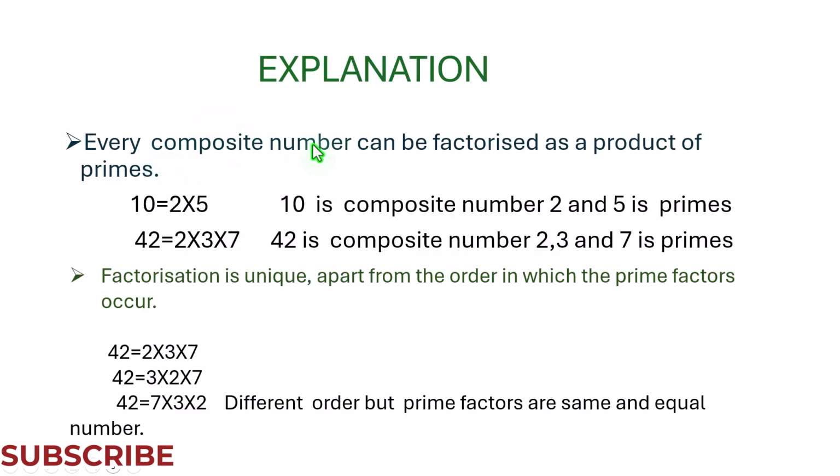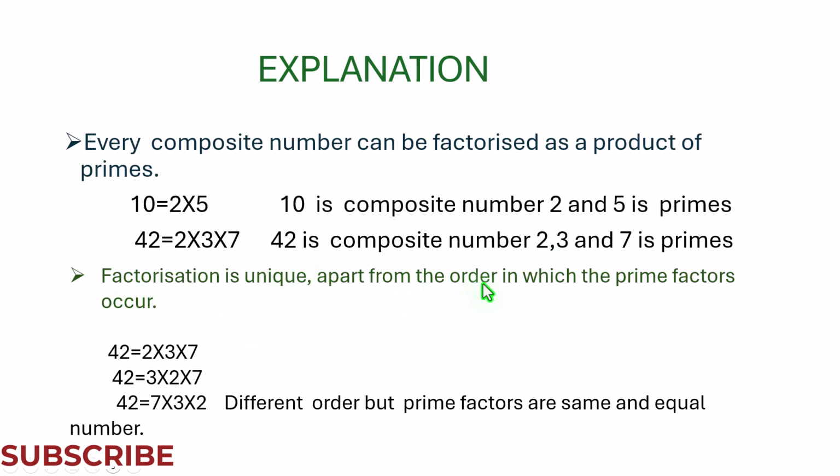Explanation: every composite number can be factorized as a product of primes. 10 is a composite number, factorized as 2 into 5. 42 is a composite number, factorized as 2 into 3 into 7. Like this, every composite number can be factorized as a product of primes. 10 is composite, and 2 and 5 are prime. 42 is composite, and 2, 3, 7 are primes.